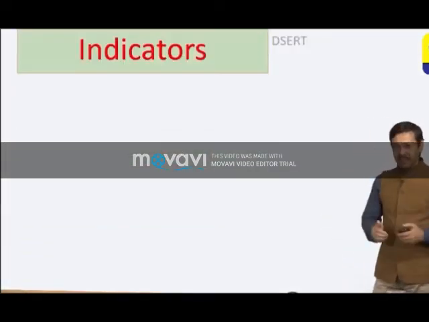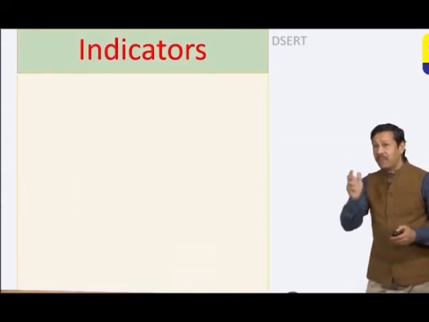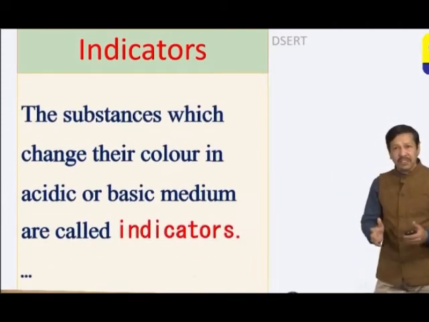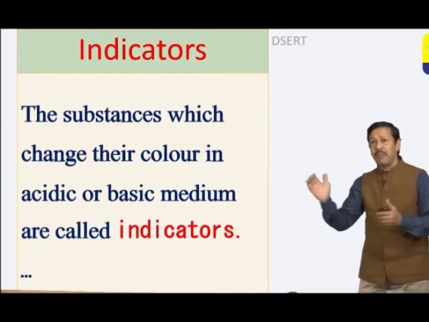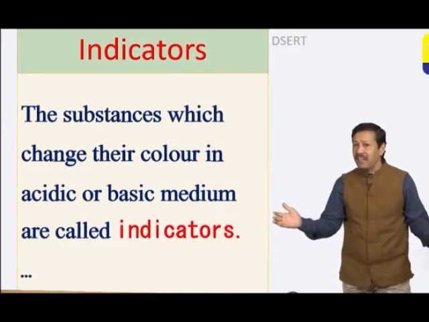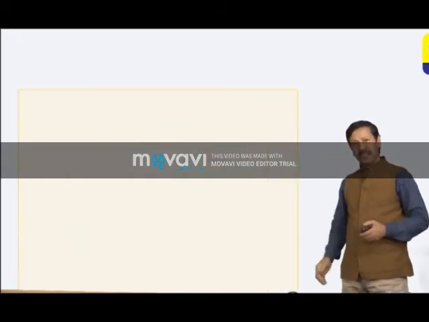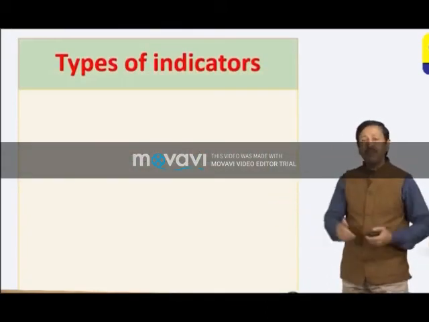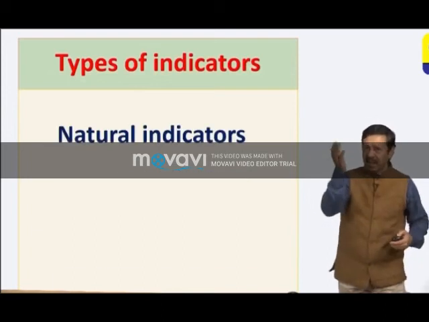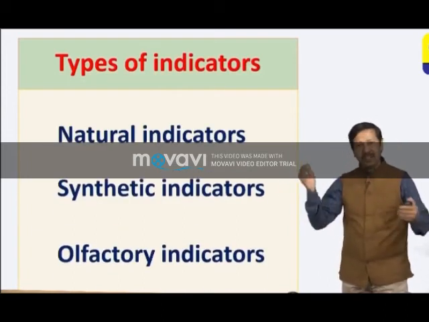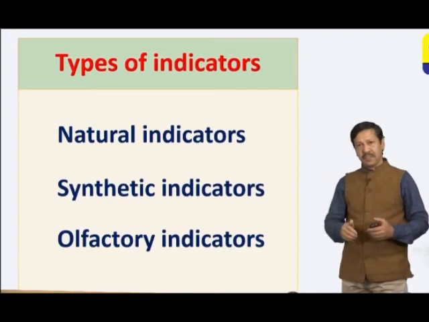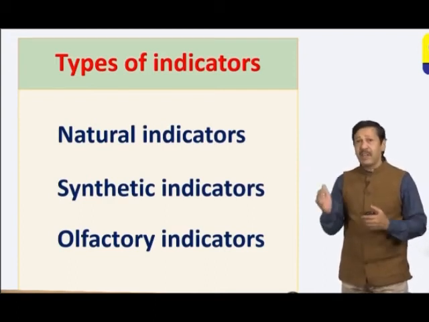Now indicators. These are very important compounds, they help us to distinguish which is an acid, which is a base. The substances that change their color in acidic or basic medium are termed indicators. We have different types of indicators. They are natural, synthetic, and olfactory indicators. Already you have seen several indicators.